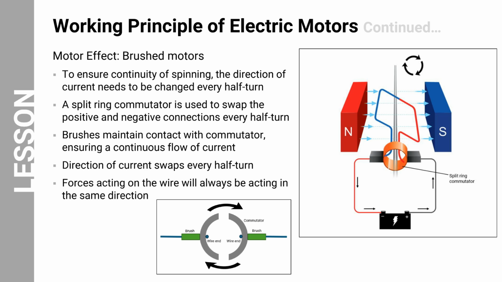As a result, the direction of the current in the wire swaps every half turn. This configuration ensures that the forces acting on the wire will always be acting in the same direction, allowing for the continuous rotation of the wire. It is important to note that this mechanism, utilizing the split ring commutator and brushes for enabling uninterrupted operation, is characteristic of a specific type of electric motor known as a brushed motor.